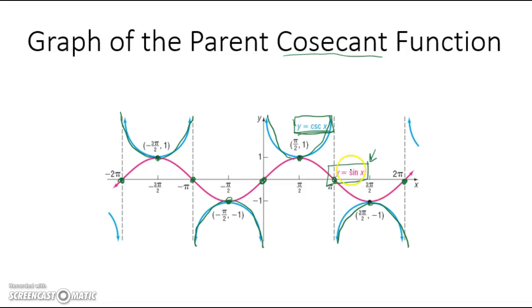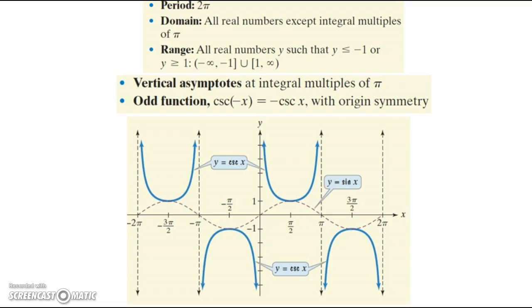So we want to always graph the corresponding sine function if we're going to graph any transformations that go along with our cosecant function. The period for cosecant is 2 pi. The domain is all real numbers except integer multiples of pi. The range is all real numbers such that our y outputs are less than or equal to -1 or greater than or equal to +1. So there it is in interval notation, and that's what we're used to.